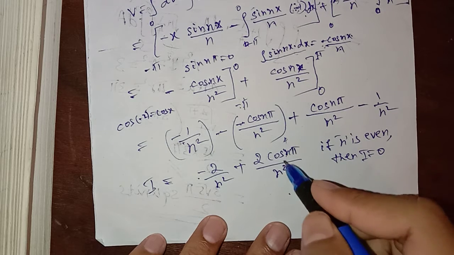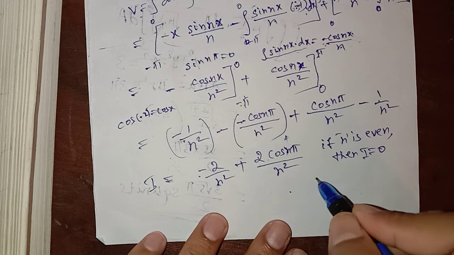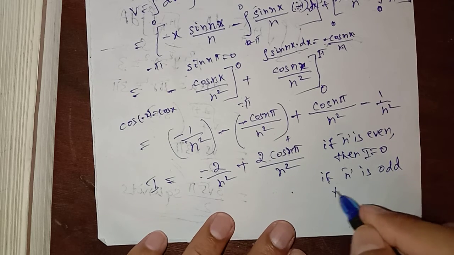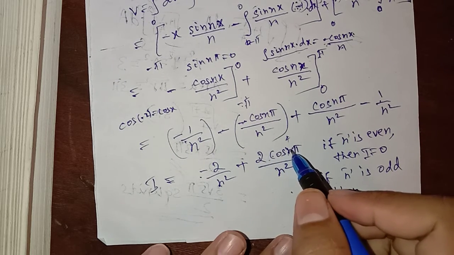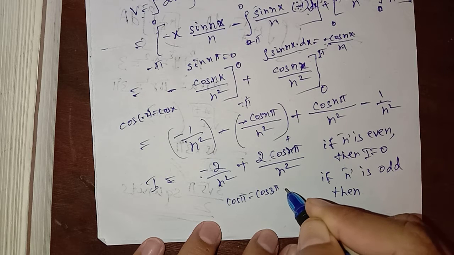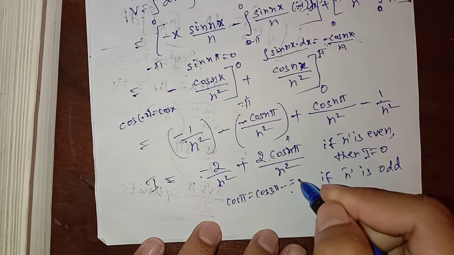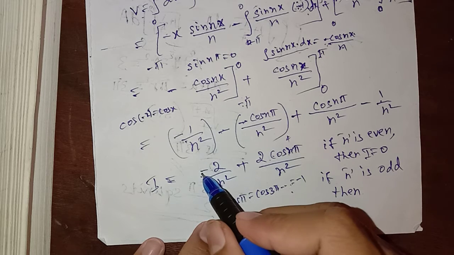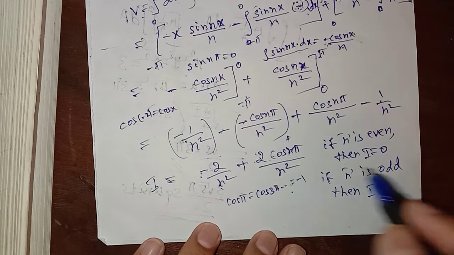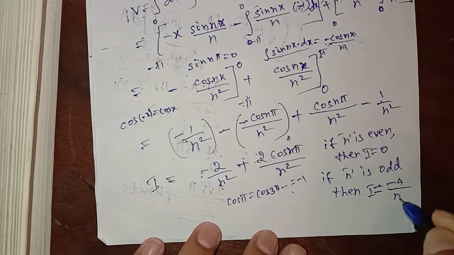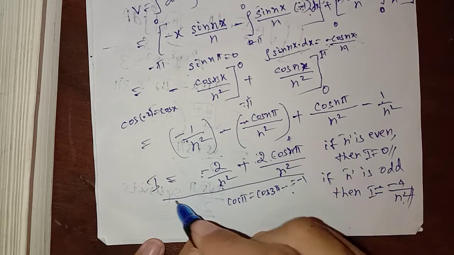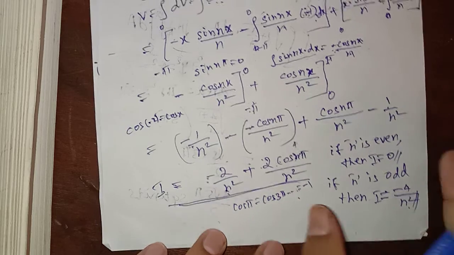If n is 4, again cos 4 pi is 1. But if n is odd, then what does it become? Cos pi means minus 1, cos pi is equal to cos 3 pi, any cos of odd pi is equal to minus 1. So we get minus 2 divided by n square minus 2 divided by n square, then the integral I becomes minus 4 divided by n square. So these two choices are there. So anyway, I is equal to this value.